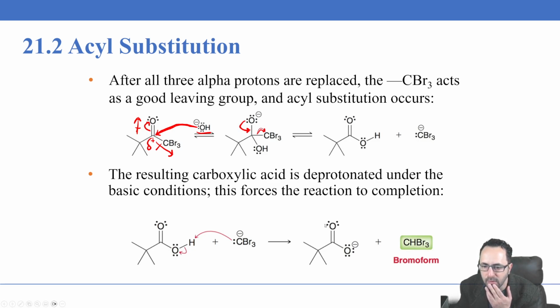And if it's under basic conditions, like for example here, the CBr3 would be a great base. Often this is going to come out in the deprotonated form. The CBr3 that left as the leaving group could then grab the proton here, and then we get bromoform, CHBr3, and this carboxylate ion.